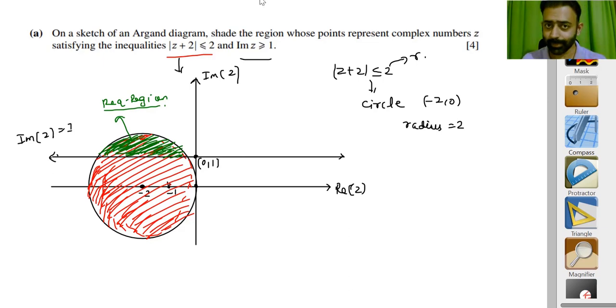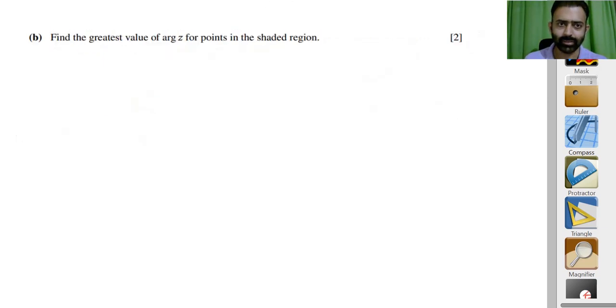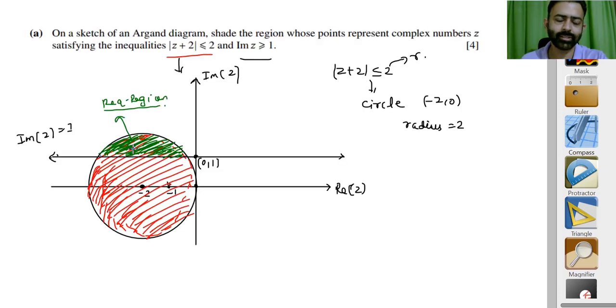Now the second part says that we have to find the greatest value of the argument of z for the points which are lying in this shaded region. Whatever region you have shaded, there will be infinite such points lying inside this green shaded region. So you have to find the point at which the argument of that complex number is greatest. Argument means whatever angle the complex number is making with the positive part of the real axis, that angle we have to find.